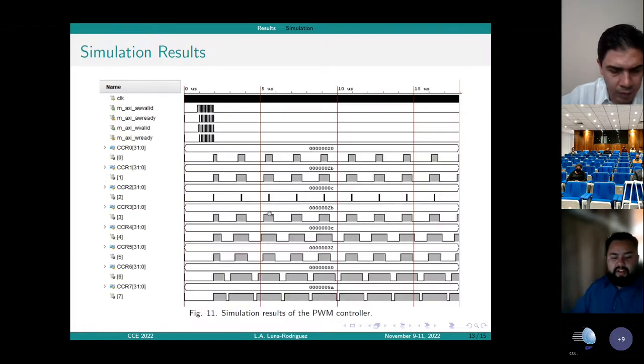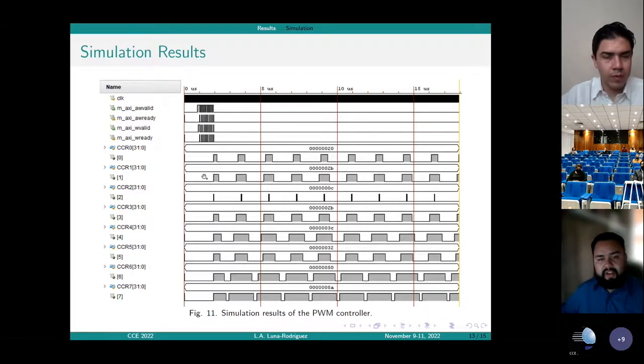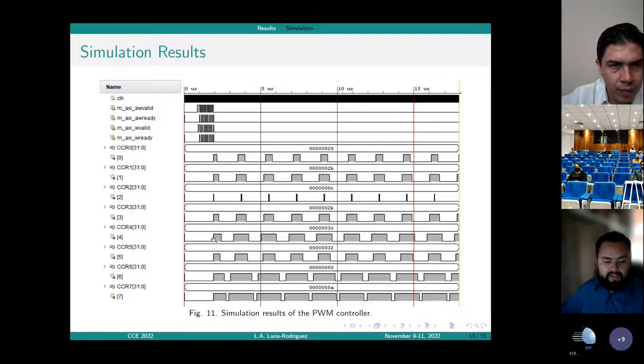This figure shows the simulation results. The first four signals are the handshake signals for write address and write data. And the last signals show the configuration of each PWM channel and the physical output of each PWM channel. It's observed that the registers are filled by doing a write transfer with the four signals, generating a valid output on each PWM channel, which is shown in the following signals.